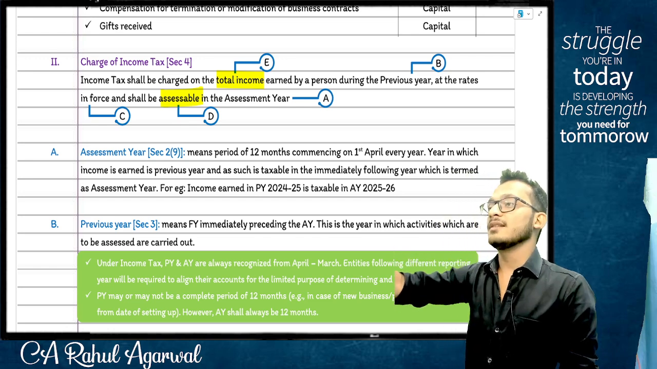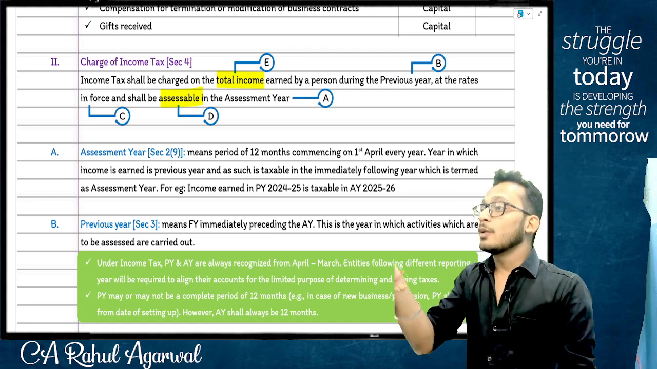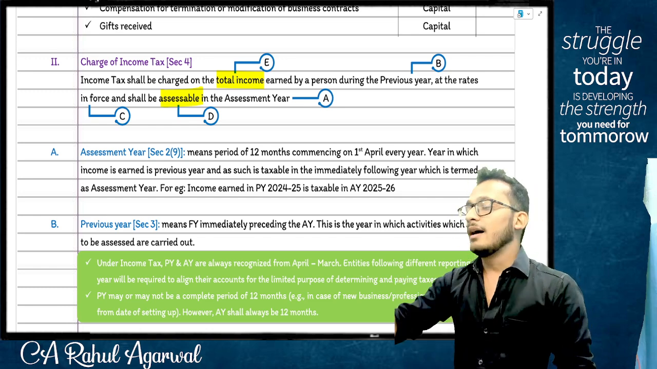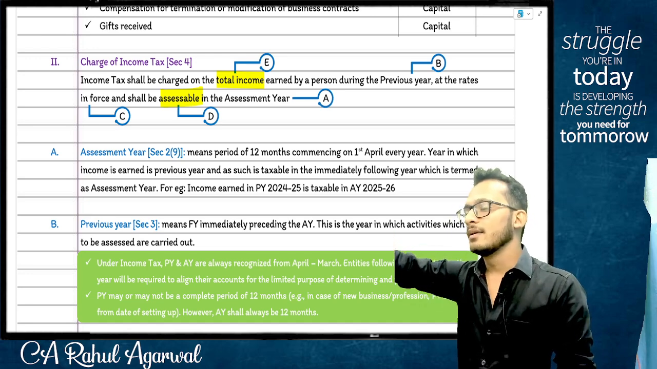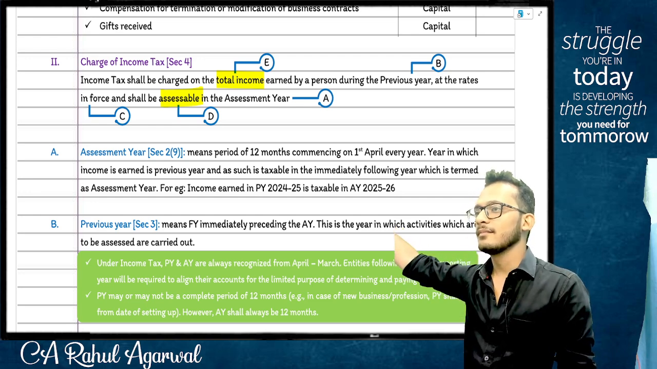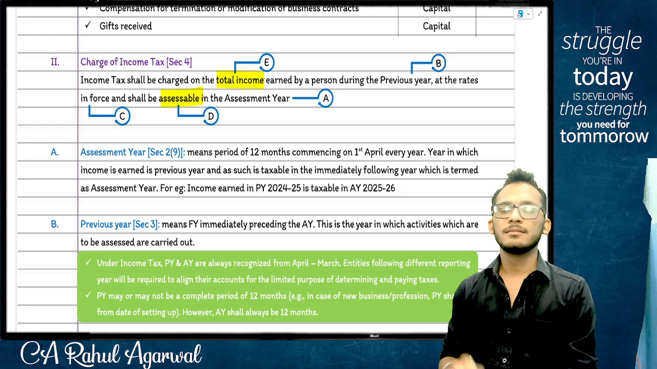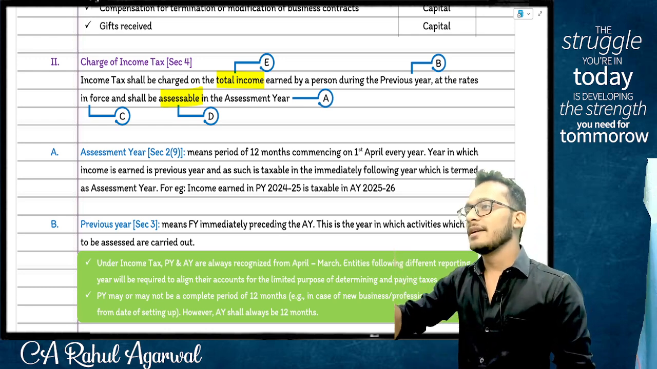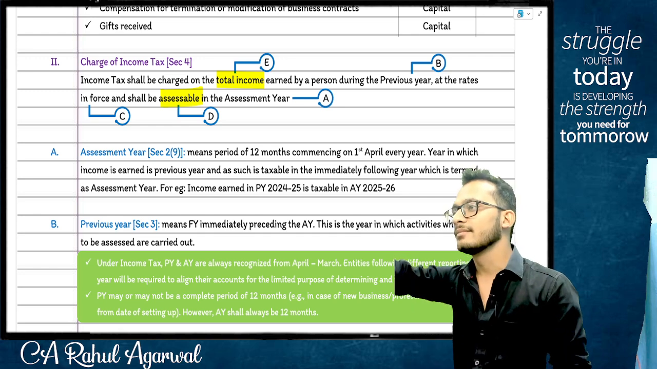After 31st March, I am going to look at my income. I'm going to assess my income. The year in which I assess my income is called the assessment year. Correct, not correct? The year in which I assess my income is called the assessment year, which is not this year, which is next year.